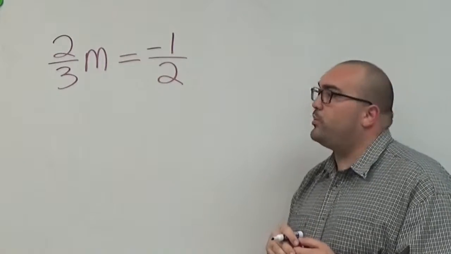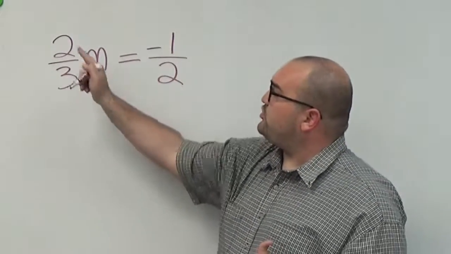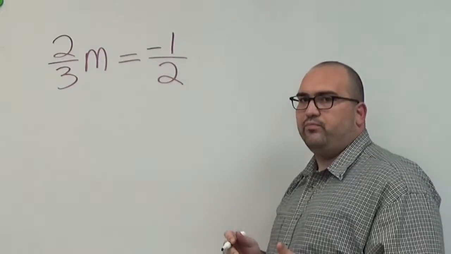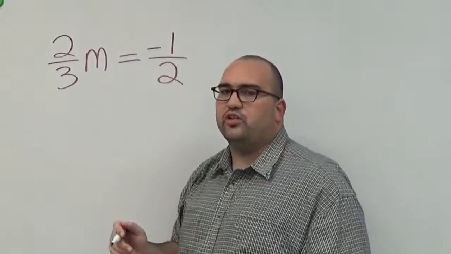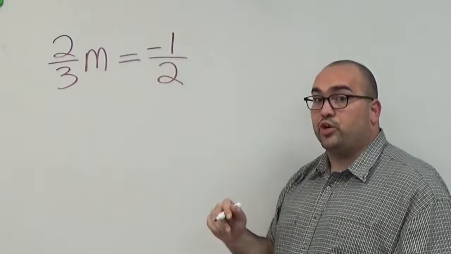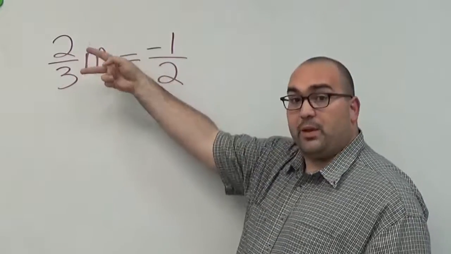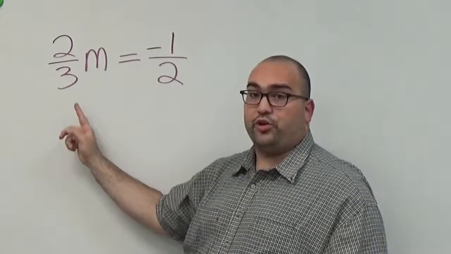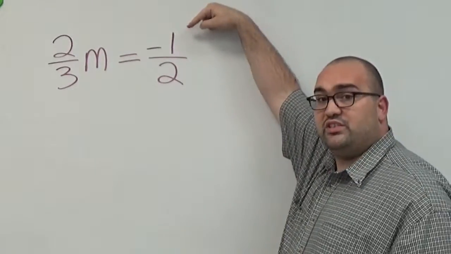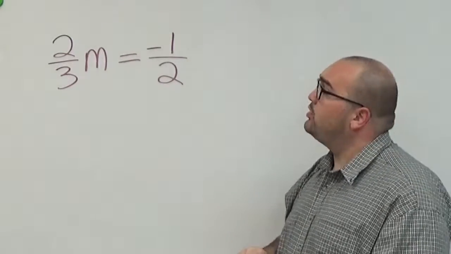Now, let's do a problem with a fraction times our variable. So we have 2/3 m equals negative 1/2. Now, to get rid of that 2/3, we're going to do something called multiplying by the reciprocal. The reciprocal of a fraction is just that fraction flipped. So the reciprocal of 2/3 is going to be 3/2. The reciprocal of negative half will be negative 2/1.